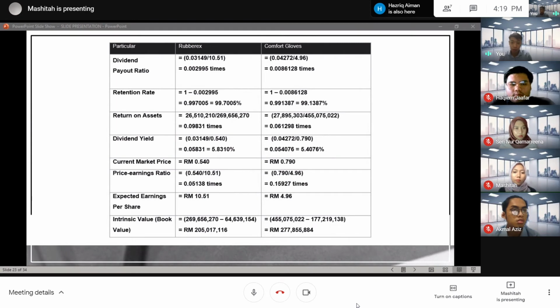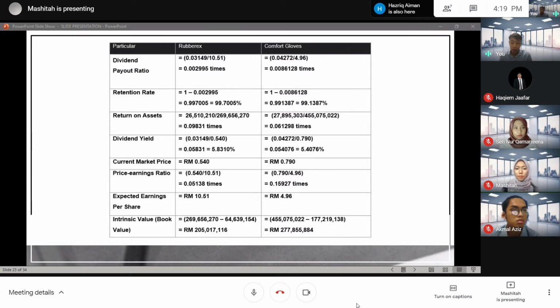Next, retention rate. The retention rate for Rubberex is 99.7005% and for Comfort Gloves it is 99.1387%. In this case, Rubberex has a higher retention rate compared with Comfort Gloves. Rubberex Corporation is likely using its cash internally to generate a higher rate of return, and Comfort Gloves is likely to focus on returning the money to their shareholders.